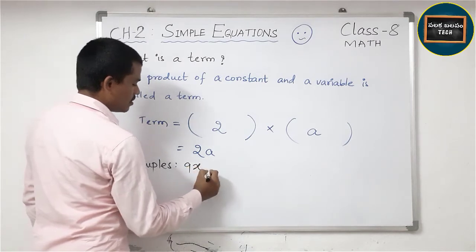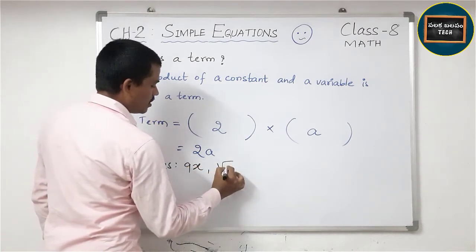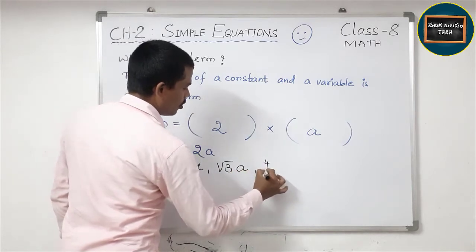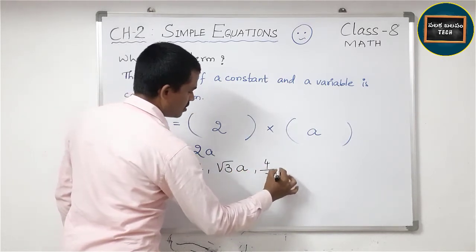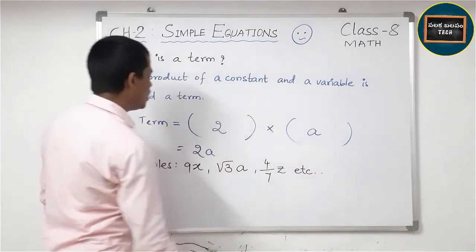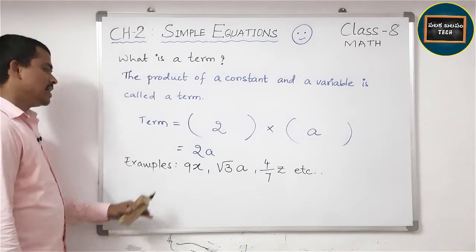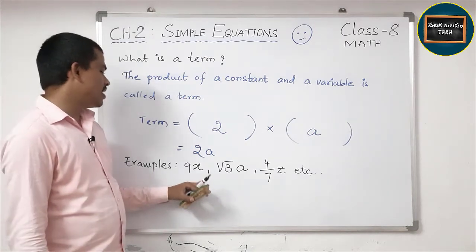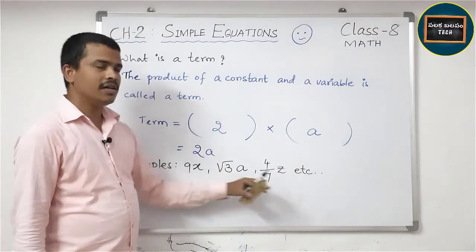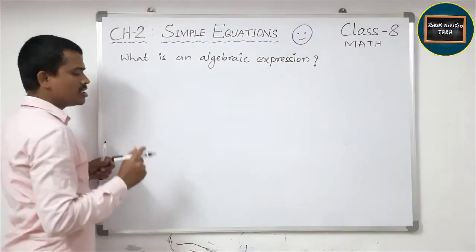Let us see some examples for the terms. 9x, root 3a, 4 by 7 z, etc. These are called as the terms. Why? Because they are formed with the help of a constant and a variable. So these are termed as the terms.